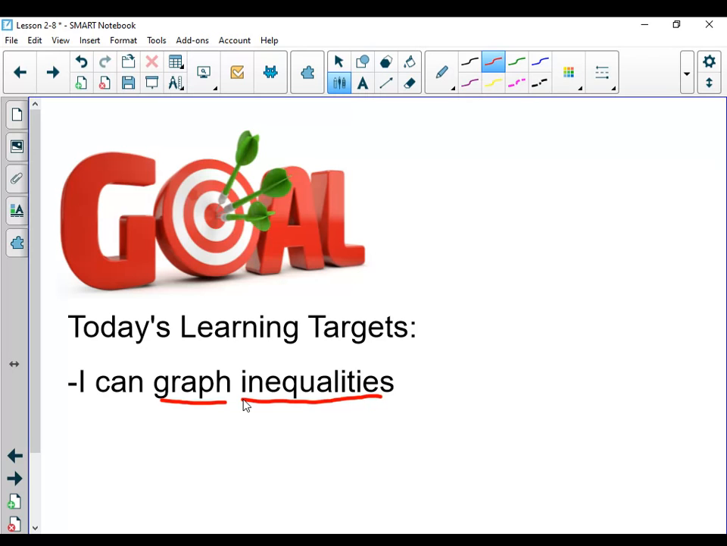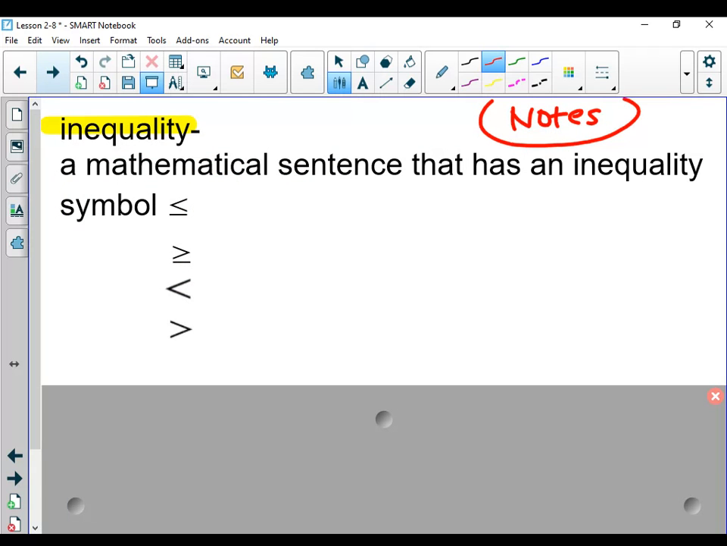I hope you are asking yourself, what is an inequality? I hope you ask yourself that, because we need to know. An inequality is a math sentence that has an inequality symbol. And we have 4 choices.